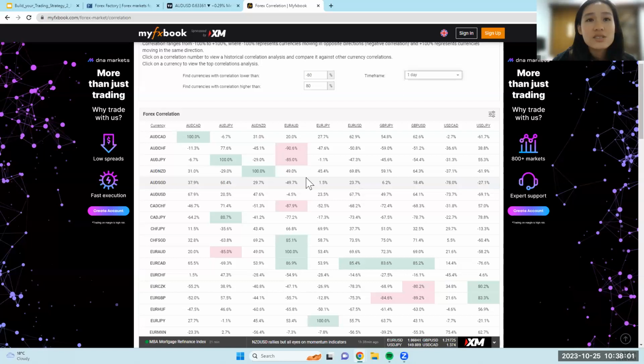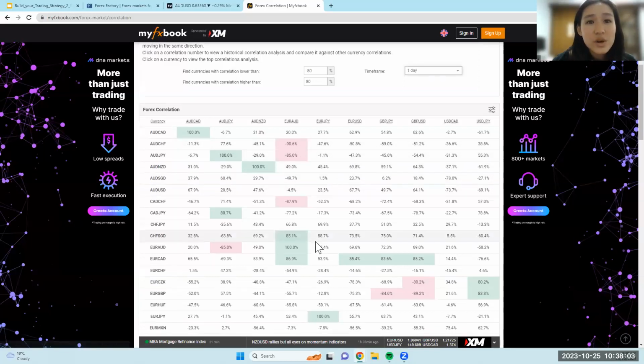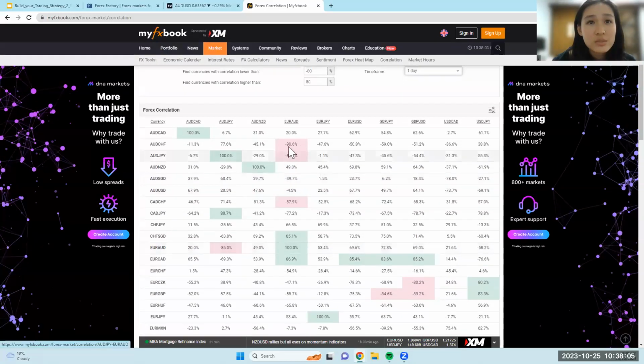So if you can see one that is really strong, maybe like this 90%, the Euro AUD as well as the AUD franc are pretty strongly negatively correlated. So you can expect when price goes up on one, the other will go down.